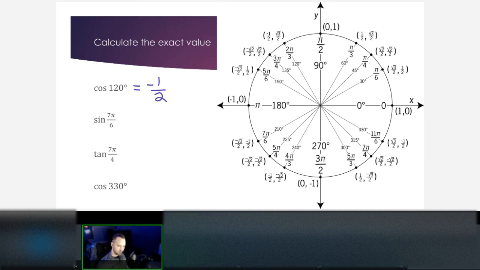And to verify, you can always type in cosine of 120, hit enter. You will, in fact, get -1/2. Kind of neat. All right.